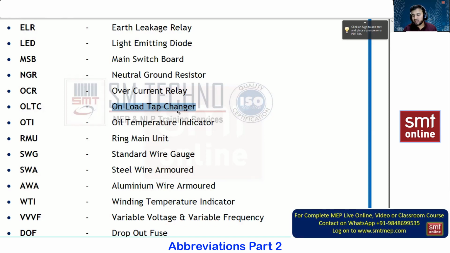Again, we have the OTI, oil temperature indicator. In a transformer, we have oil. This oil is used as a cooling medium to maintain the temperature of the transformer. So what happens if the temperature of the oil increases? As per the standard, it should be 70 degrees centigrade. If it goes to 80, 90, 100, why will the temperature increase? Because if the demand of current is more, the temperature of the oil may increase.